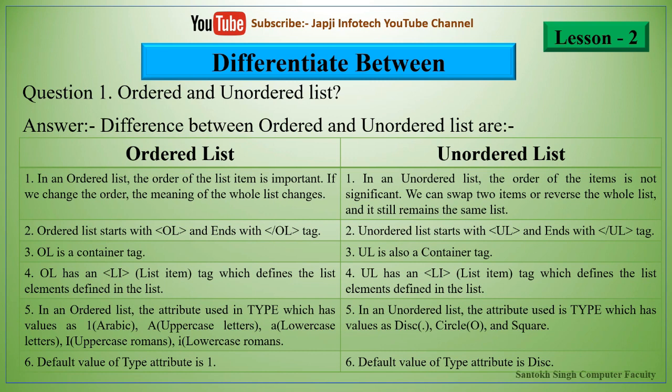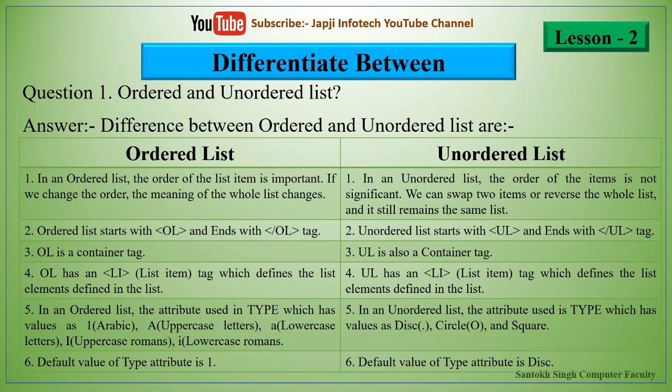Second point is, an ordered list starts with OL and ends with the /OL tag, whereas an unordered list starts with the UL and ends with the /UL tag. Third one is, OL is a container tag, whereas UL is also a container tag. The fourth one is, OL has an LI list item tag, which defines the list element in the list, whereas UL also has a list item tag which defines the list element in the list.